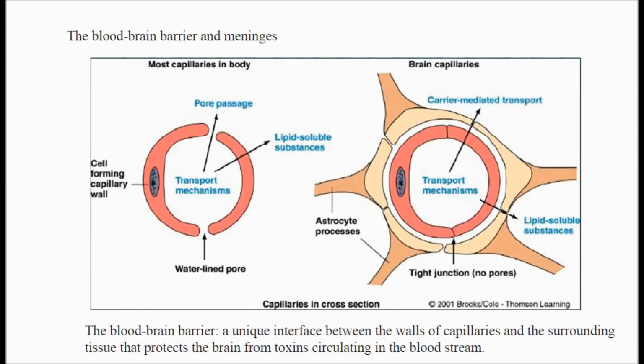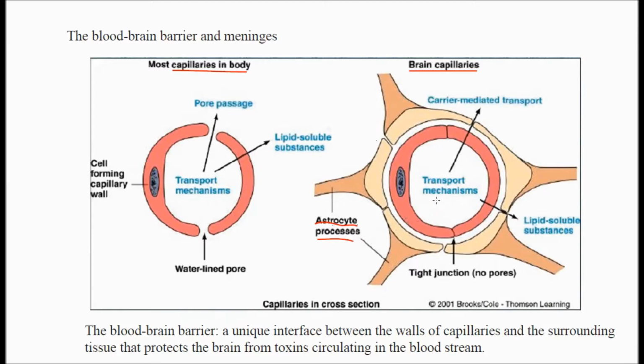Okay, next topic is the blood-brain barrier and meninges and ventricular system. So meninges is a name for the connective tissue for the brain. Let's briefly talk about the blood-brain barrier. To compare the most capillaries in the body versus the brain capillaries, there's a stark difference. It's heavily guarded, in other words, by these astrocyte processes.